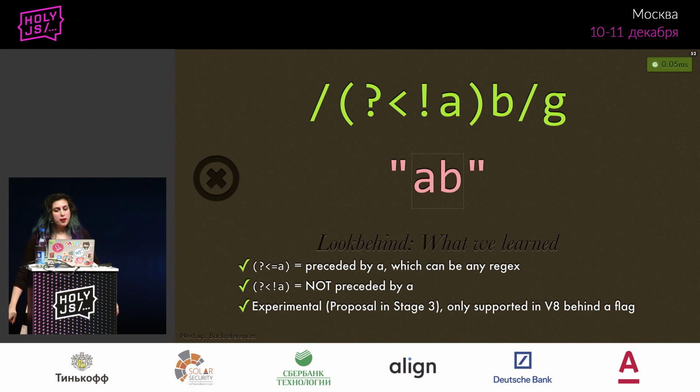And it's an experimental feature. It's a proposal in stage 3, only supported in V8 behind a flag, which is what I'm doing right now. I'm using Chrome with a flag. But I'm so excited about this. When we can depend on it, it will make so many use cases easier, especially syntax highlighters. So many of Prism's expressions will be simplified so much.